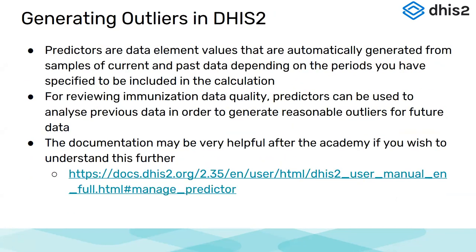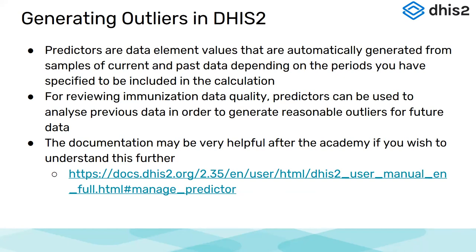Predictors are data element values that are automatically generated from a sample of current and past data, depending on the periods you have specified to be included in the calculation. To make a predictor, you do a calculation, you make a formula, based on what you want to compare with. So if it is an immunization program or a malaria program, you have your formula and you can do the calculation.